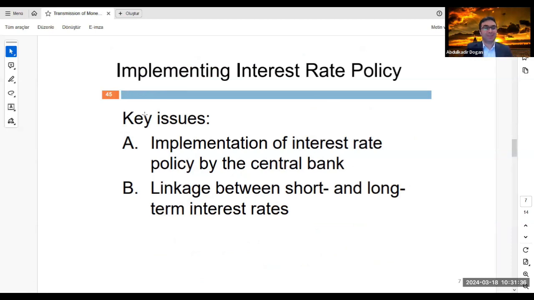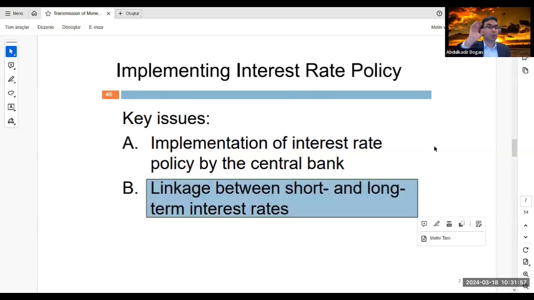The key issues here: implementation of the interest rate policy by the central bank. Always keep in mind, the central bank has full control over the interest rate, and the linkage between short-term and longer-term interest rate. What I said, short-term is under control of the central bank, but longer-term interest rate is not. But by changing the short-term interest rate, the central bank can have an indirect effect on the long interest rate. For that reason, you should understand the linkages, interrelation between the short-term and long-term interest rate as well.